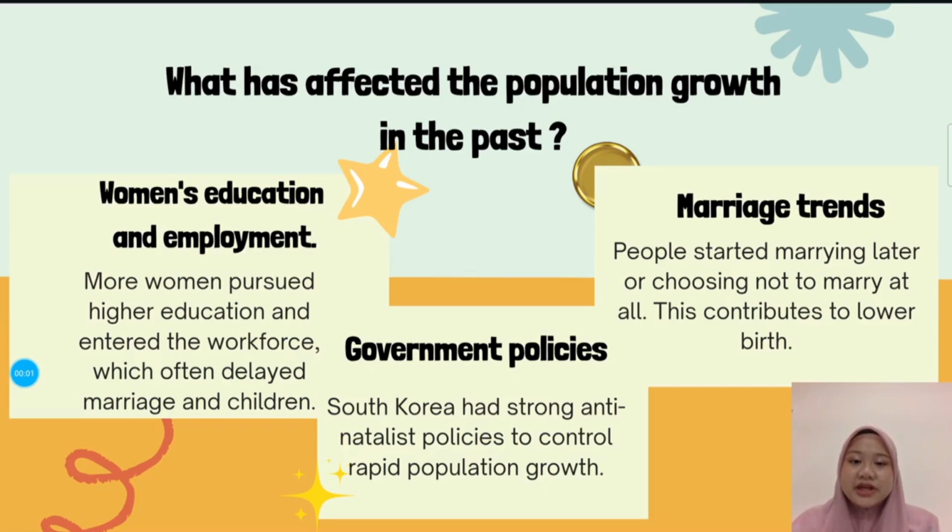So, what has affected the population growth in the past? First, women's education and employment. This is because more women pursued higher education and entered the workforce, which often delayed marriage and children. Second, the government policies, where South Korea had strong anti-natalist policies to control rapid population growth. And lastly, marriage trends. This is because people started marrying later or choosing not to marry at all. This contributes to lower birth rates.